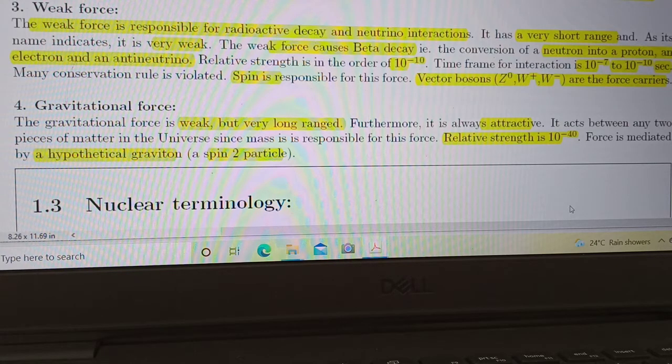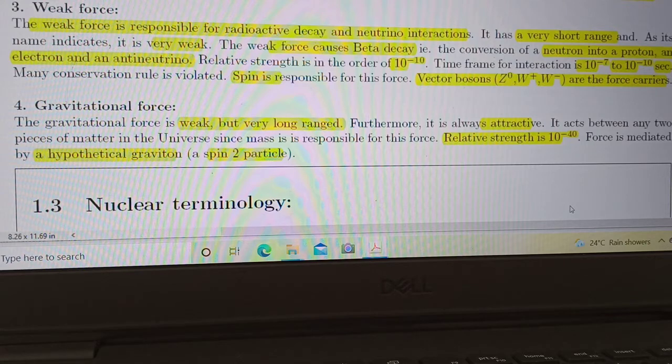It acts between any two pieces of matter in the universe, since mass is responsible for this force. Relative strength is 10 raised to minus 40. The force is mediated by the hypothetical graviton, a spin 2 particle. So the gravitational force is weak but long ranged, and it is always attractive.